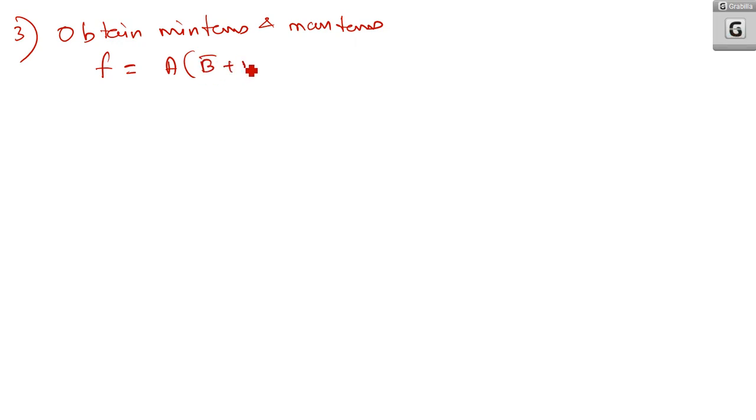Obtain min terms and max terms of the following expression. F is equal to A and B bar or A and B. So this is basically in product of sums form. The given expression is basically in product of sums form.